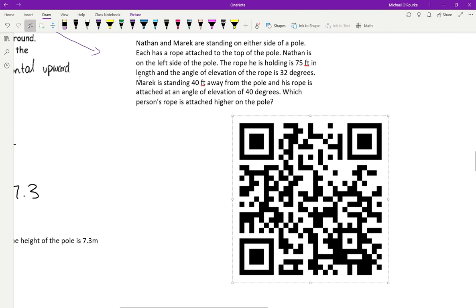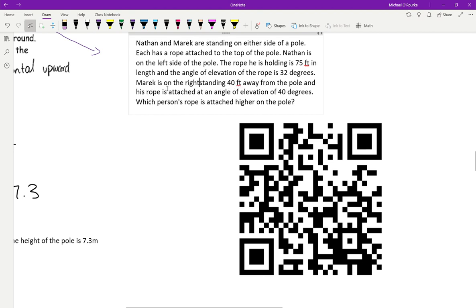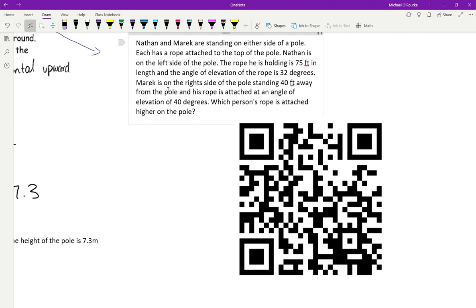Mark is on the right side of the pole, standing 40 meters away from the pole, and his rope is attached at an angle of elevation of 40 degrees. Which person's rope is attached higher on the pole? So that's going to be a hard one to draw out. I'd like you to try to take a drawing of that.